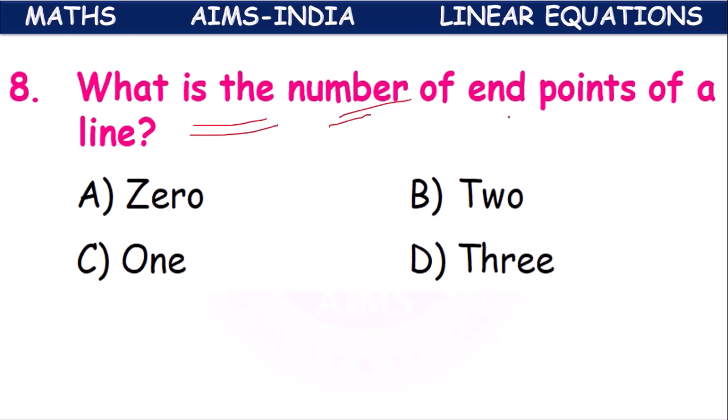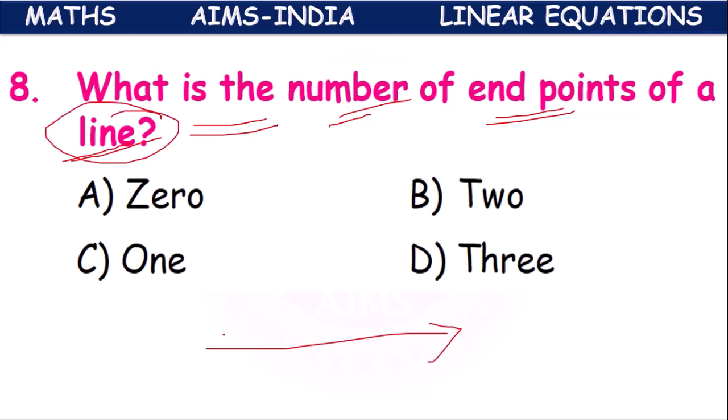So what is the number of endpoints of a line? Line does not contain any endpoints because it can be extended on both sides. As it is having no endpoints, so answer is zero.